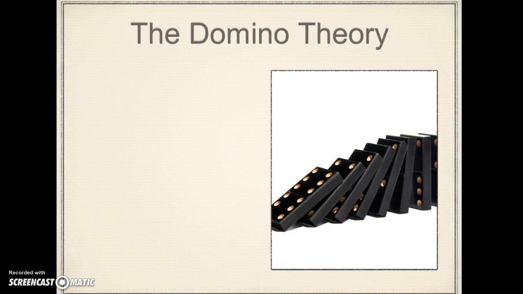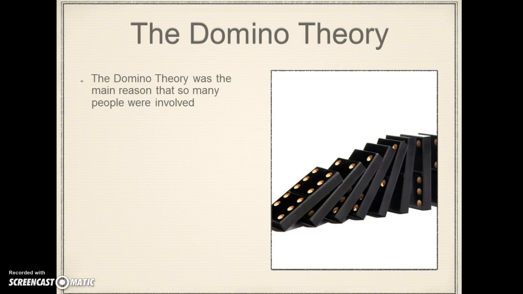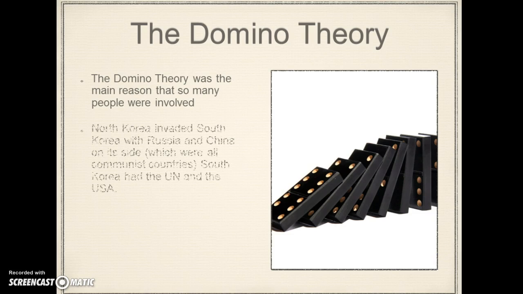What is the domino theory? The domino theory is basically why so many people were involved in the Korean War. North Korea invaded South Korea with Russia and China on its side, which were all communist nations. South Korea had the UN and USA, which were also non-communists. So it was basically communism versus non-communism. And this was the big headline for this war, communism versus non-communism, and how that was going to match up.